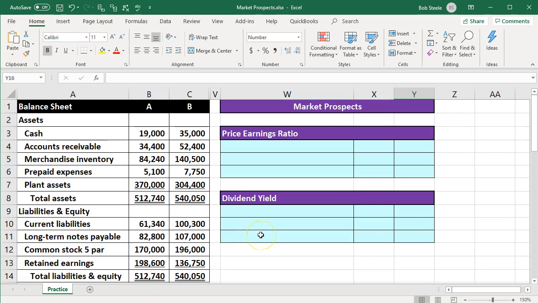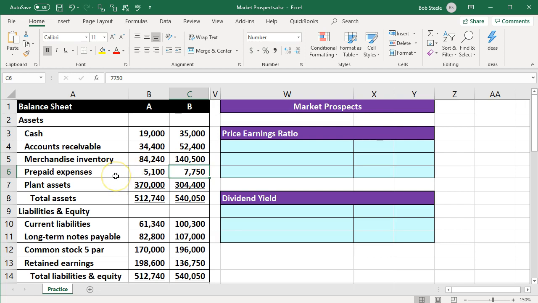In this presentation, we will calculate some ratios related to market perspective. The information and the data will be on the left-hand side. We're going to put that information into the blue area on the right-hand side. The data on the left-hand side is how we would recommend setting up the data within Excel when working through any Excel problem, if possible.